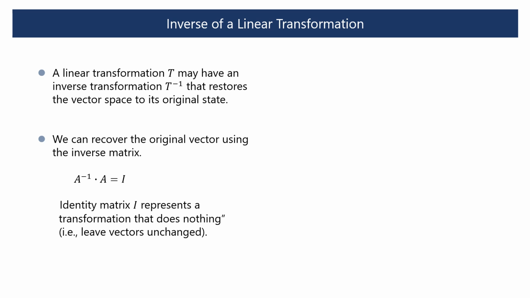When a matrix A is multiplied by A inverse, the result is the identity matrix I. The identity matrix represents a transformation that does nothing. That is, it leaves vectors unchanged. As an example, let's apply matrix A to a vector V.